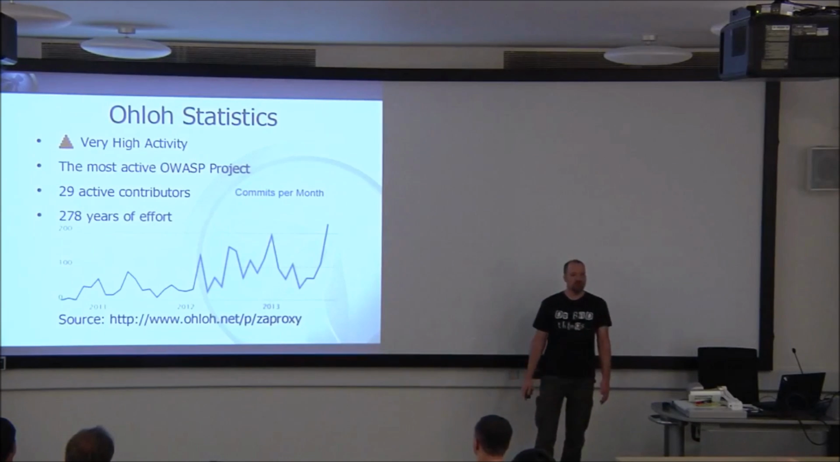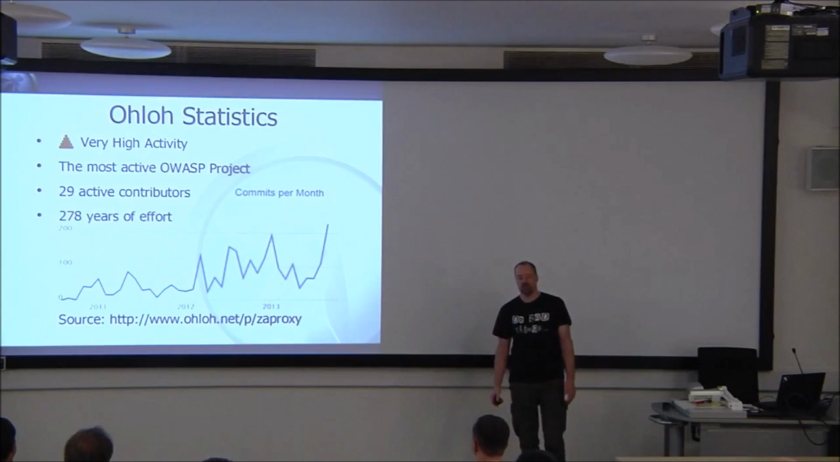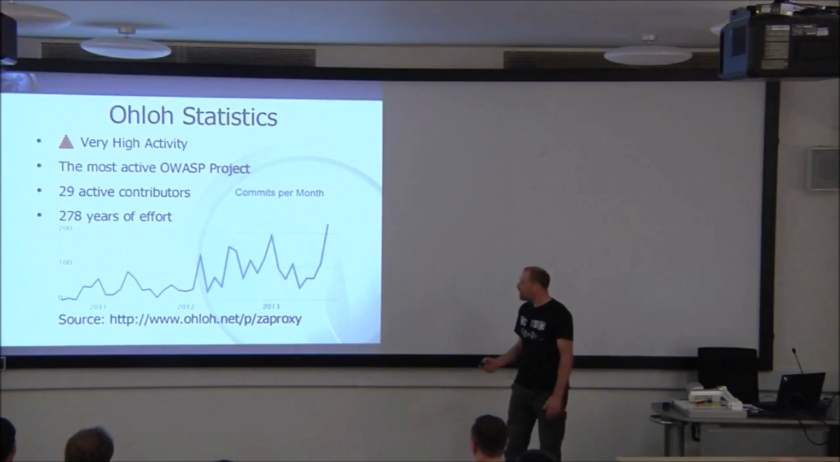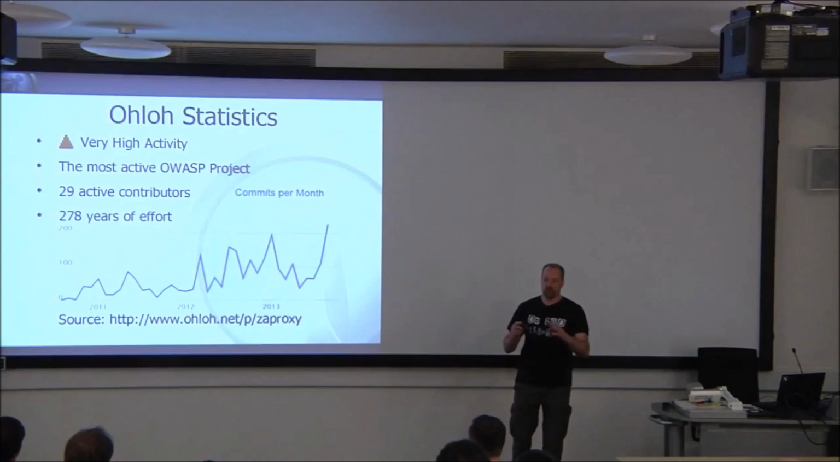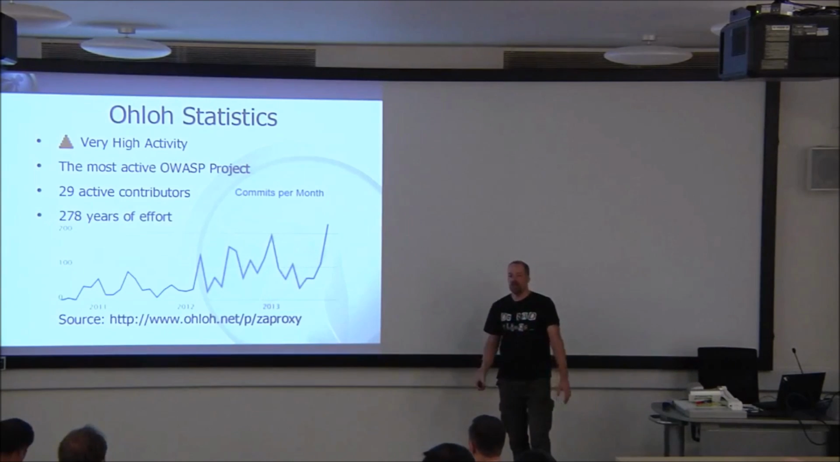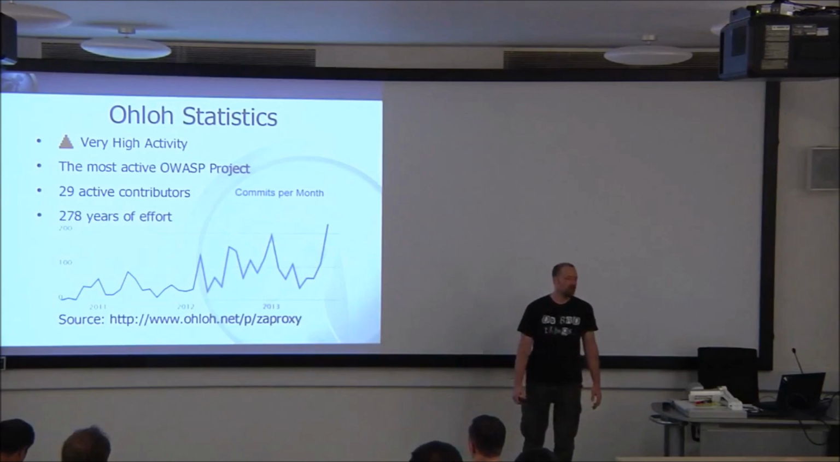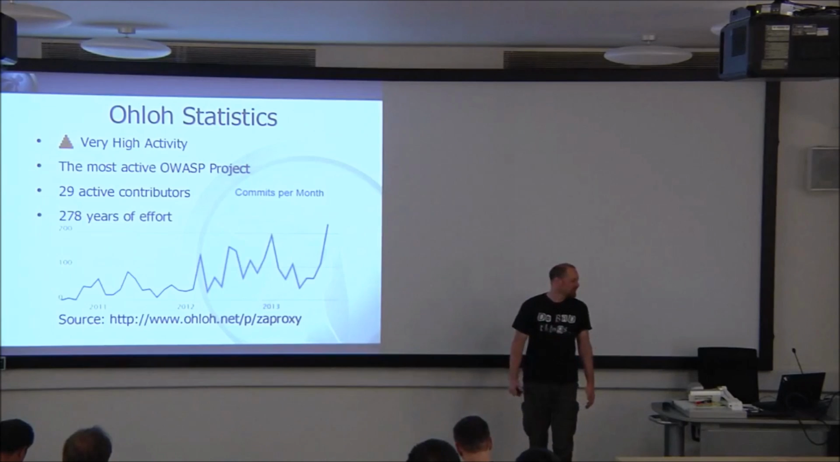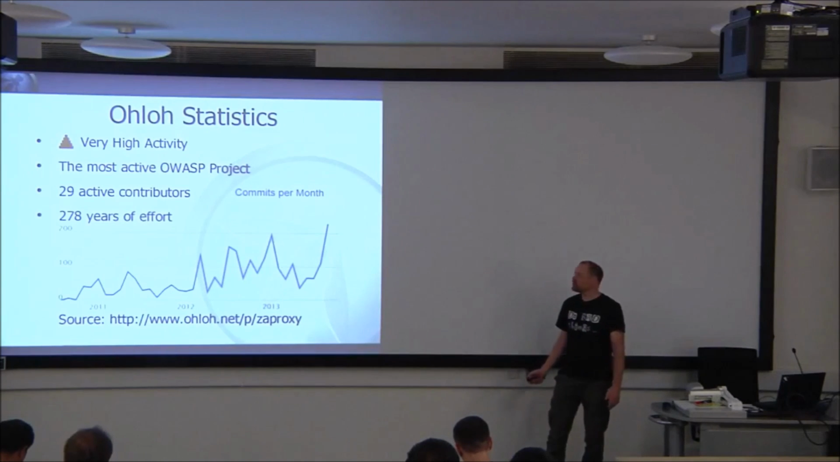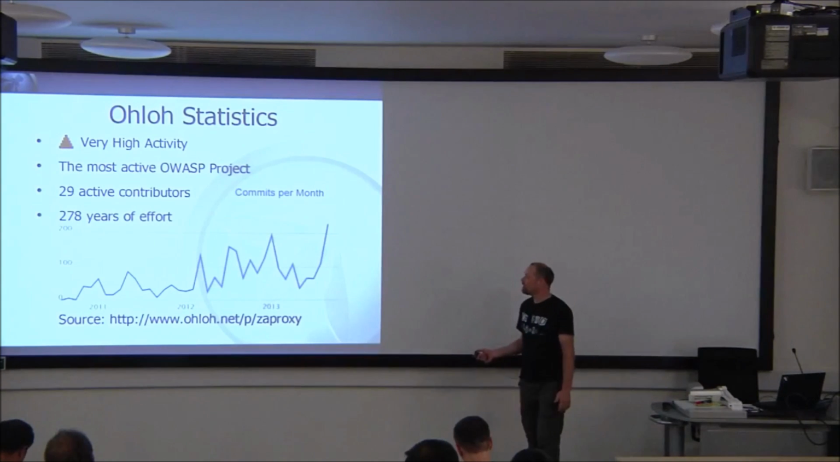There's a site called Ohloh, which I really like because it gives great statistics on open source projects. It has different categories for the number of updates, and ZAP is in the top category, so it's very high activity, right up there with the Linux kernel and Firefox. It is the most active OWASP project.